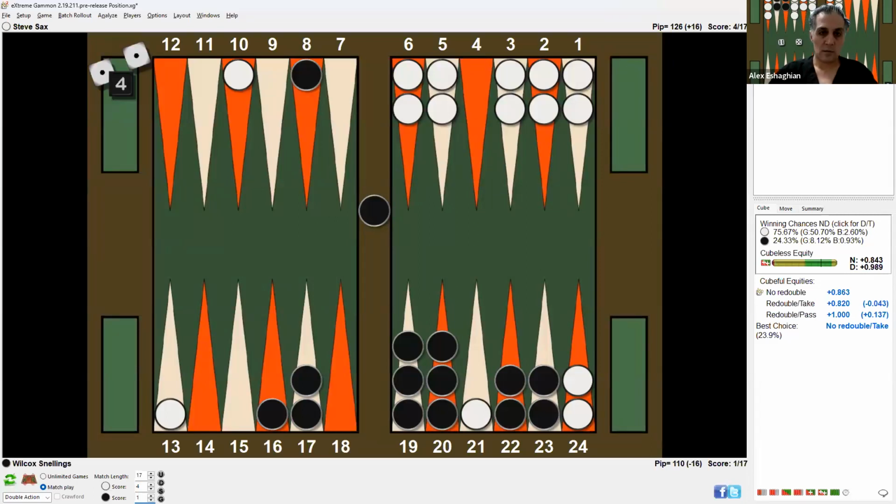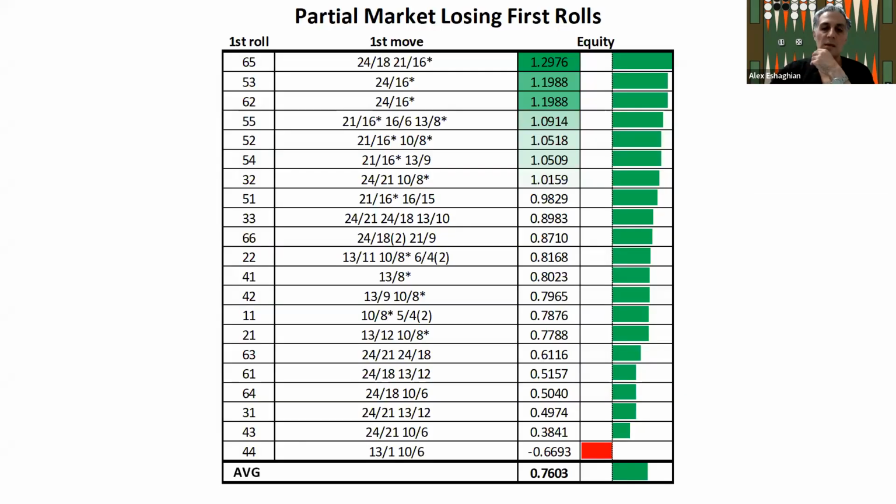So let's look at the rolls. These are the next rolls that white can roll that would partially lose his market. It's partial because it's only one roll, not two rolls. So again, all these fives, if he hits with a 6-5 or a 5-3 or a 6-2 or a double 5, 5-2, 5-4, or even 3-2, he's lost his market because his equity is going to be over one. Double 4 is an anti-joker, but that's only one number out of 36.